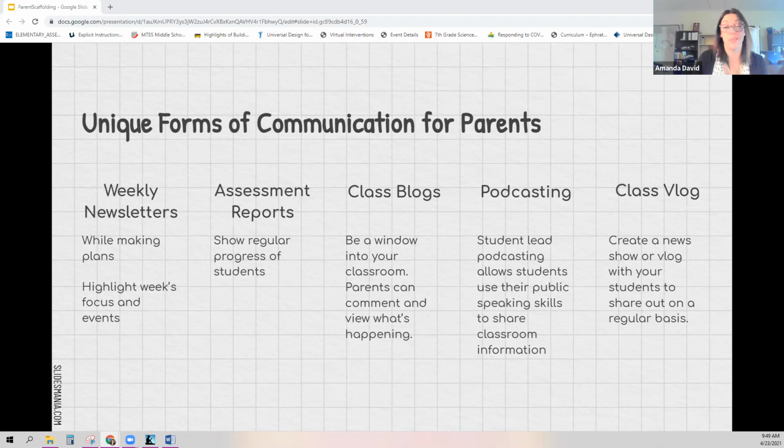If it is something of urgent matter, if you have a child who is failing, the assessment report may not be the only thing you want to utilize when you are reaching out to those parents. You will want to have some sort of phone call or Zoom or in-person meeting to discuss concerns regarding failure.